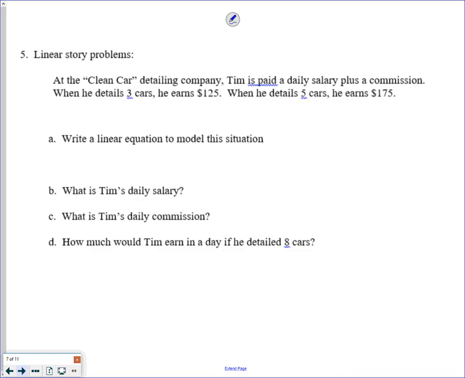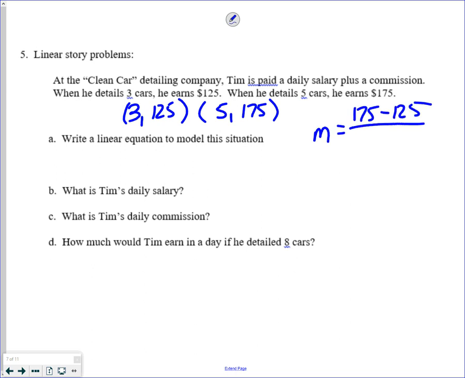I know I did this one as a word problem. So at the Clean Car Detail Company, Tim is paid a daily salary plus a commission. When the detail is 3 cars, it's $125, and 5 cars, he earns $175. You still need to find slope in the same way. y minus y over x minus x. So you end up getting a slope of 25.